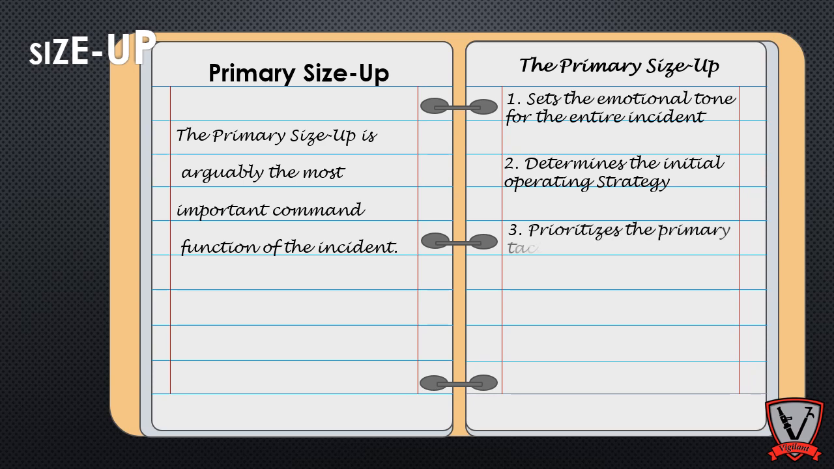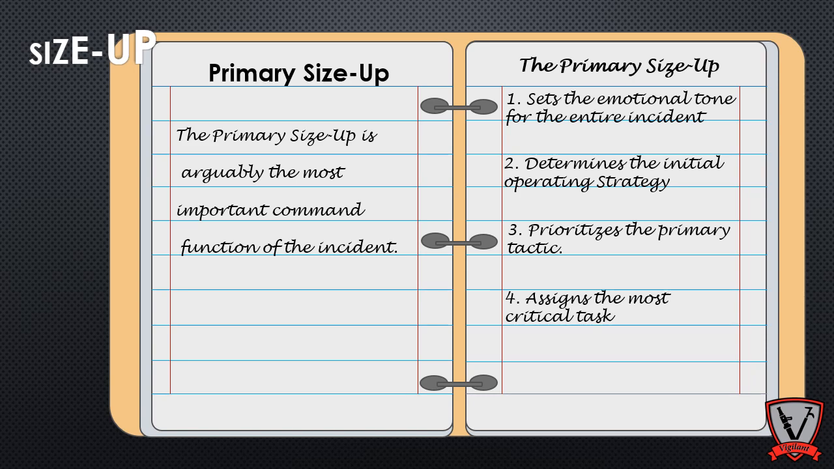It's also going to prioritize the primary tactic. What's our primary tactic going to be? What tactic out of our selection of the 5 primary and 5 secondary, which one of those 10 things is going to best impact this incident? What thing can I do with my first unit to best impact the incident?